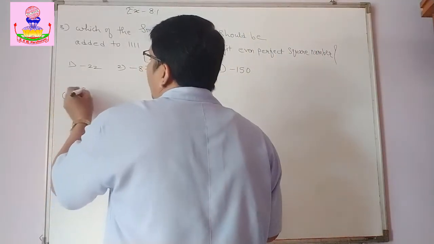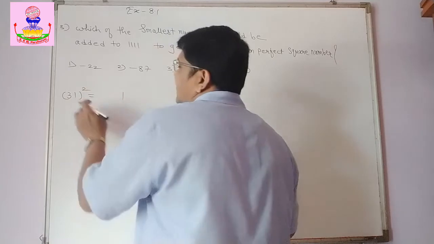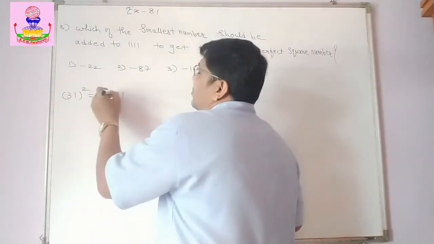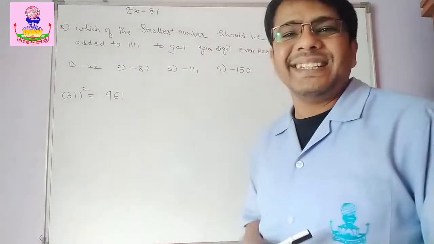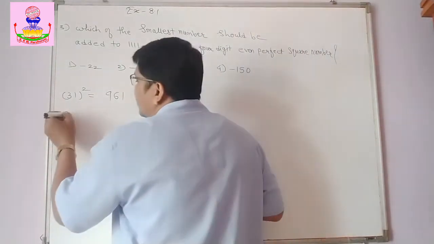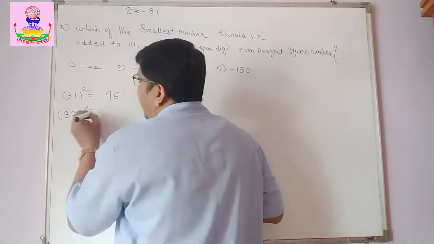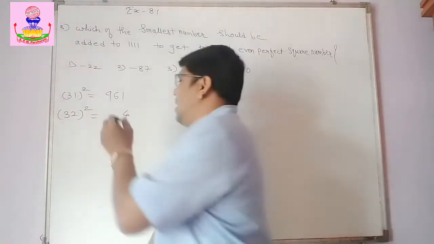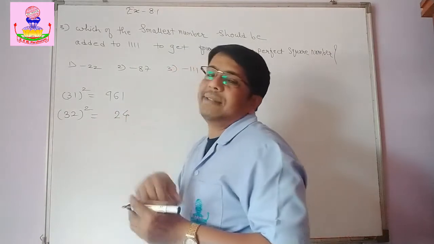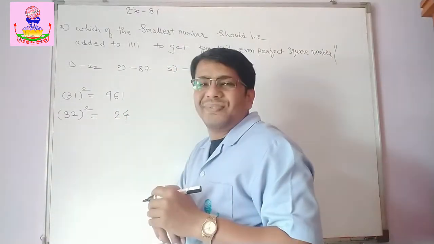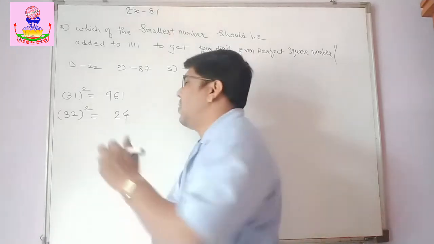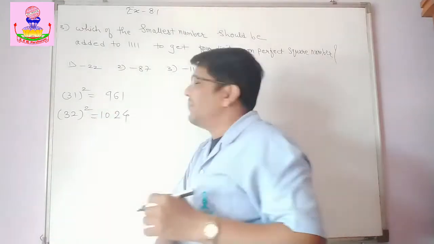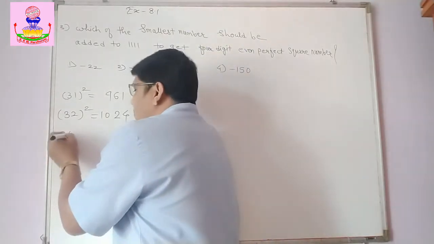Okay. So 31 square, 1 square is 1, 3 1s are 3, 3 2s are 6. Shortcut method. And 3 square is 9. So 961. Now 32. 32 square, 2 square is 4, 3 2s are 6, 6 2s are 12, 1 carry on, 3 3s are 9, 9 plus 1, 10, 1024, right?